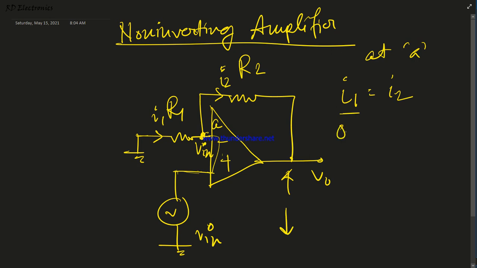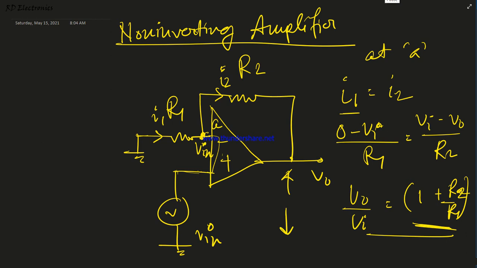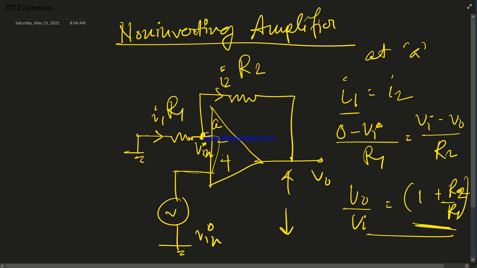So what is the value of I1? 0 minus V input by R1, and this is V input minus V0 divided by R2. So if we rearrange this equation, V output by V input equals 1 plus R2 by R1. Look that here no negative sign is present, and that's why it is known as non-inverting amplifier. And the gain of this amplifier equals 1 plus R2 by R1. Okay. So we see that in an inverting amplifier, the virtual ground concept arises, and in the non-inverting amplifier, the virtual short concept is very important.